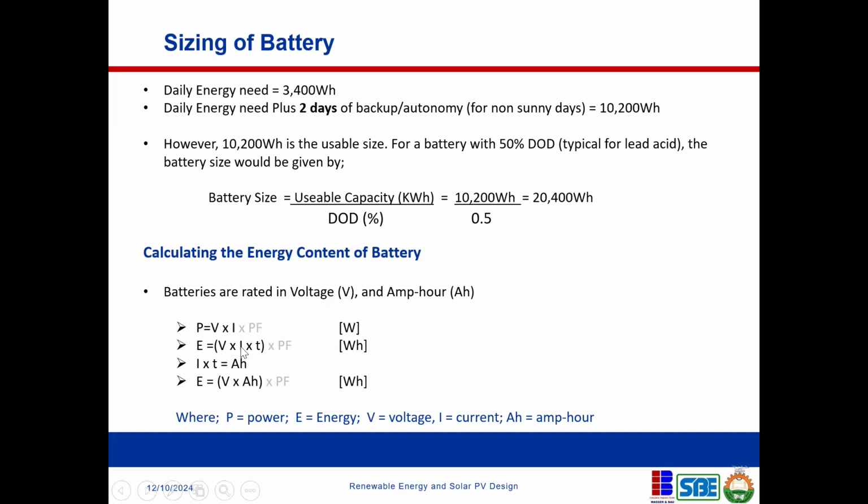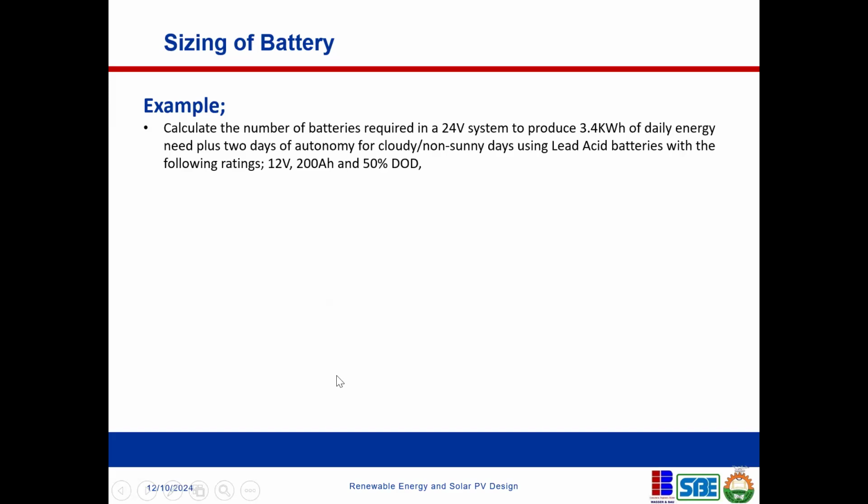Now, amperage is A, time is H, right? So this current times time is AH, correct? So if you replace this current times time with AH, then your energy will become voltage times amp hour, which is what you have in your battery, voltage and amp hour. If you multiply these two things, you get the energy content of a battery storage system. Okay, so let's just move ahead.